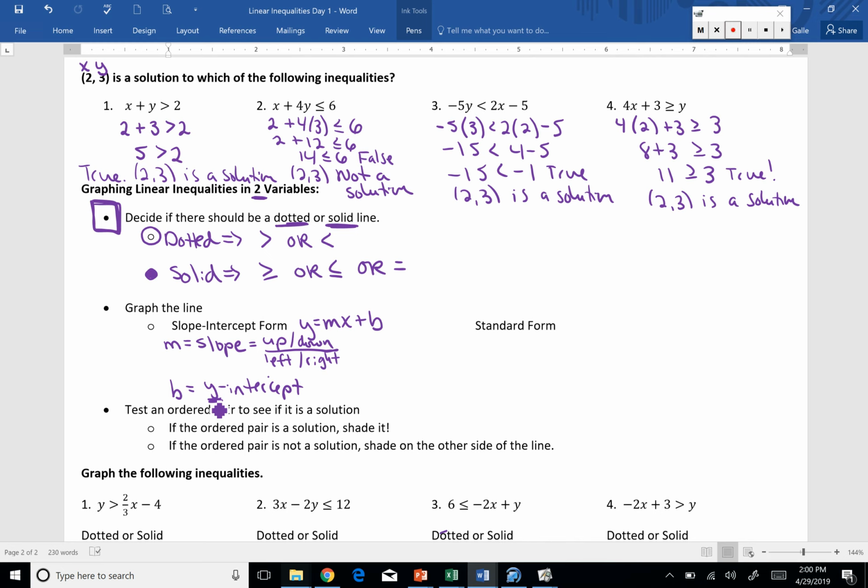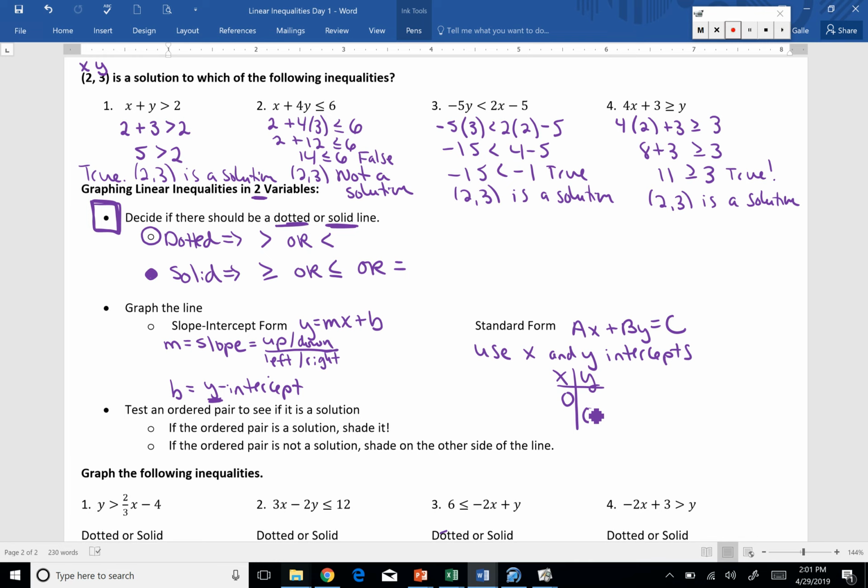The second type we could have is standard form. That's when x and y are on the same side. When that happens, we use x and y intercepts. And that's when I like to make the little T-chart. Some of you don't like to make it, but as soon as I draw it, that helps you remember, oh yeah, that's how I graph these.